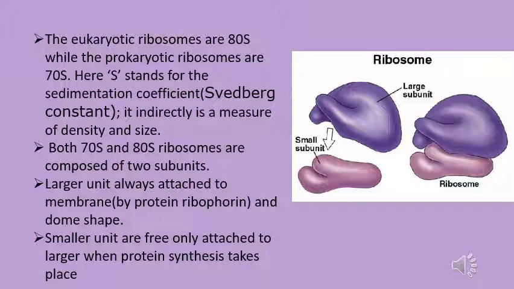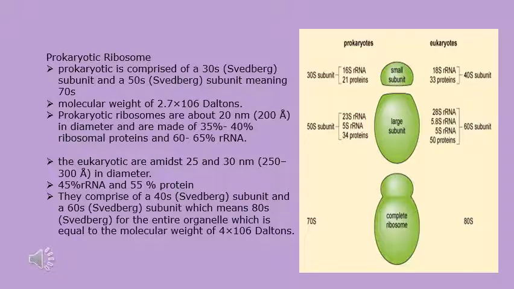The smaller unit is always free. It gets attached to the larger one only when protein synthesis takes place. The smaller unit in the form of granules wanders here and there in the cytoplasm and connects with the larger subunit when there is a protein synthesis process. On the basis of combined sedimentation, the prokaryote has 70S type of ribosomes, whereas eukaryotes have 80S type of ribosomes.